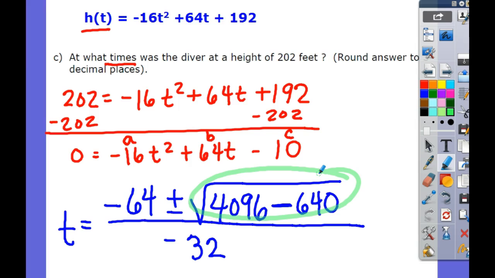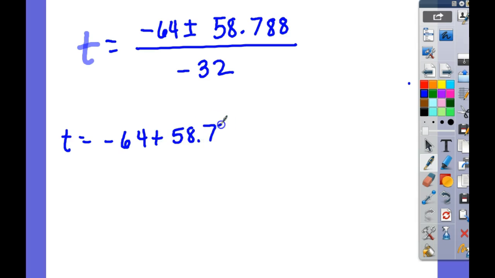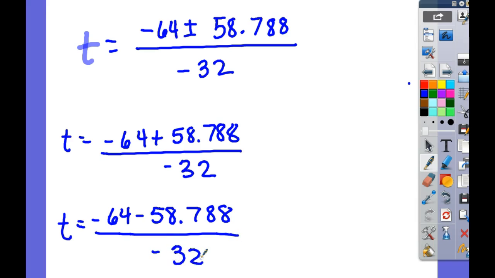I put that in my calculator and got a decimal number. So t equals minus 64 plus or minus 58.788, all divided by the negative 32. Where did the square root go? I put it in the calculator and figured out what decimal number it's equal to. So the time equals negative 64 plus 58.788 divided by negative 32. Or the time equals minus 64 minus 58.788 divided by negative 32. That's what the plus minus means.